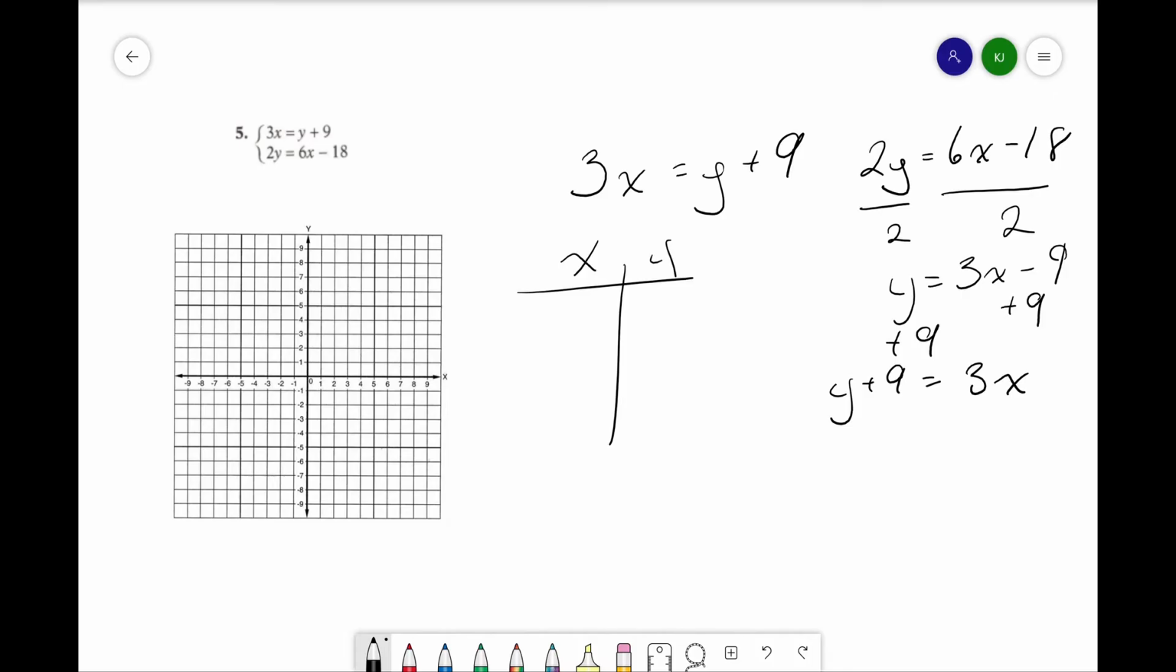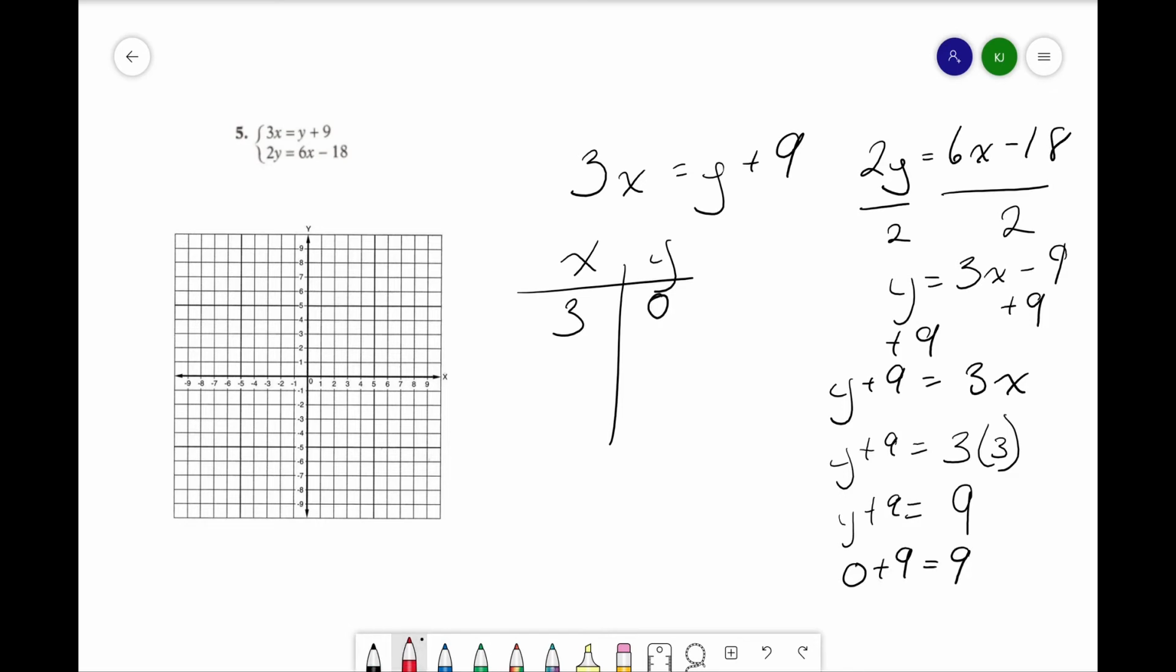So now we do want to plot it on our graph, because we have to show it on our graph. But for this, you could literally plug in any values you want. So let's just do x equals 3 and see what happens. y plus 9 equals 3 times 3. So y plus 9 equals 9, since 3 times 3 is 9. So that means y has to equal 0, because 0 plus 9 equals 9. So there's our first point on the graph.